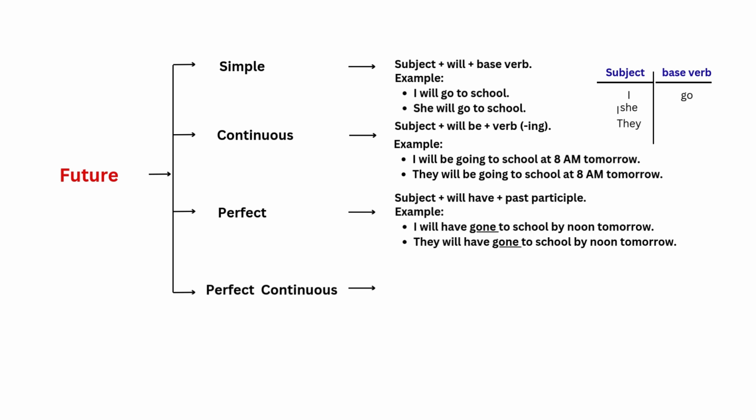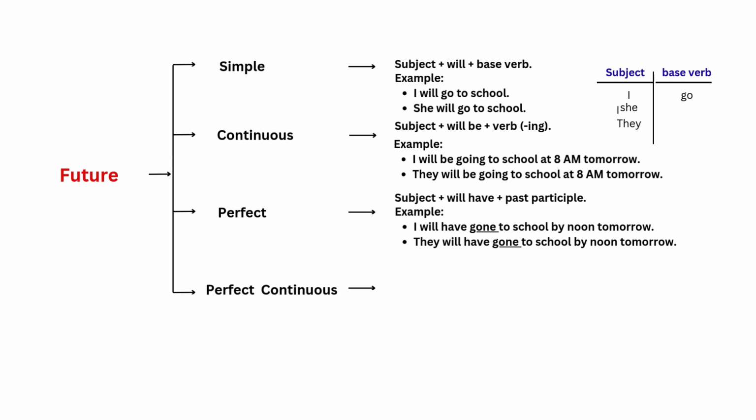Future perfect. Subject plus will have plus past participle. Example: I will have gone to school by noon tomorrow. Means that the person will have completed the action of going to school at some point before or by noon the next day. The action will be finished by the specified time in the future.